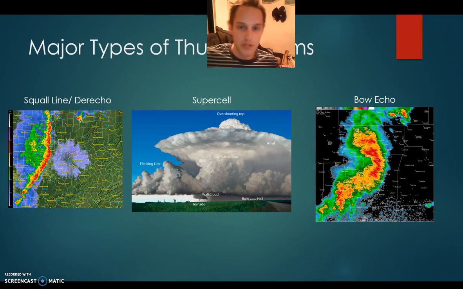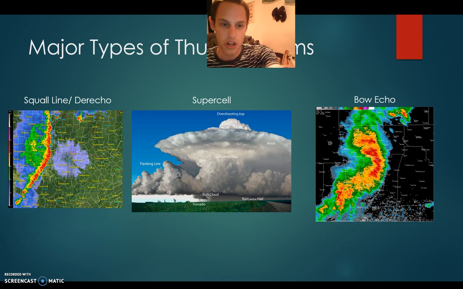So here are some of the major types of thunderstorms that we have. These are probably the big three. First example is a squall line or derecho. As you see in the left picture, this is a line of very strong thunderstorms. The reds indicate very strong precipitation, very strong storms. And it's in this bow type of shape, similar to the bow echo that we'll talk about in a bit. These squall lines and derechos are usually accompanied by very gusty winds, so they're very dangerous. Even if there are no tornadoes, they can still be very dangerous because of all this straight-line wind damage, which is the term that we use to explain the kind of damage.